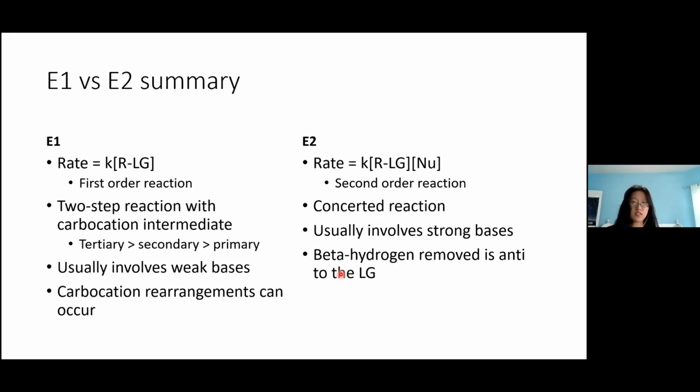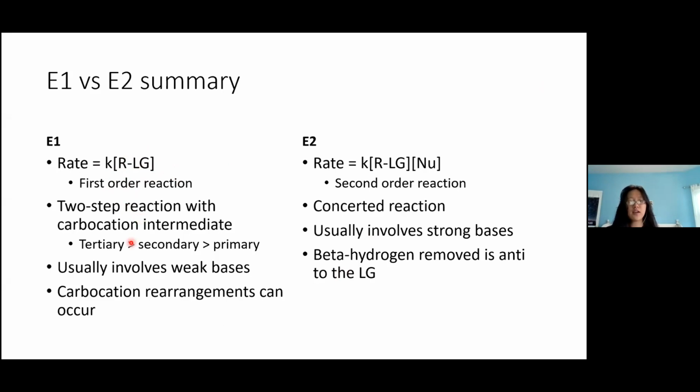Okay, so I just wanted to do a very quick overview of what we just learned in lecture today, comparing E1 and E2. For E1, the beginning part is the same as an SN1 reaction. It's a first order reaction, so the rate of the reaction is only dependent on our alkyl halide, or more generally our alkyl substrate with that leaving group connected to it. It's going to be a two-step reaction, and that first step is the exact same thing as SN1. It's just forming that carbocation.